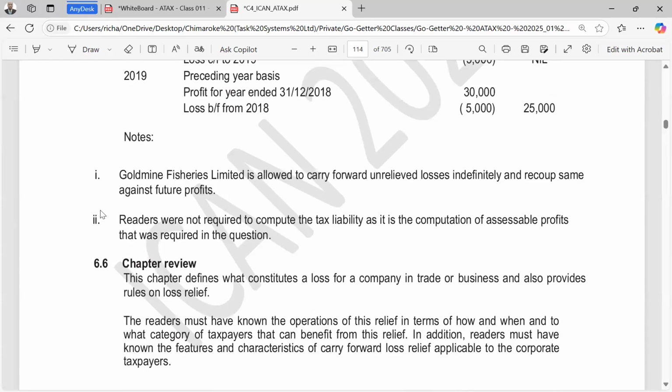Now, look at the notes here. They said Gold Mine Fisheries Limited is allowed to carry forward unrelieved losses indefinitely and recoup same against future profits. 2, readers were not required to compute the tax liability, as it is the computation of assessable profit that was required in this question. So you see here, I was not calculating profit tax. I was only calculating assessable profit. But in some questions, you will see, will ask you to calculate tax.